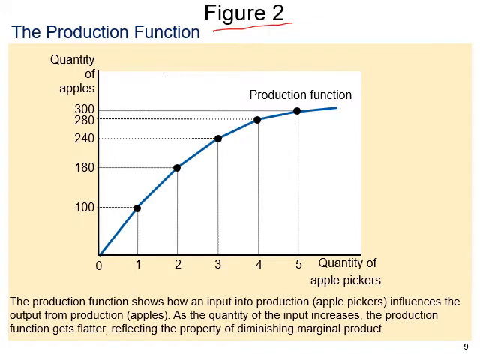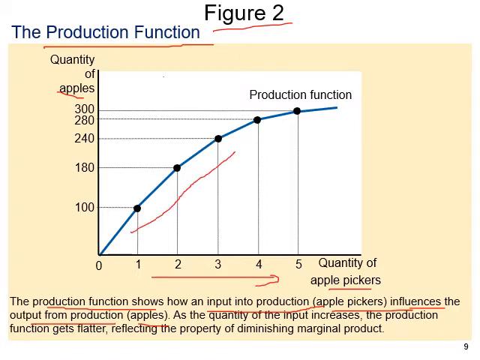Figure number 2 displays the production function. So we can see that the production function shows how an input, the apple picker, influences the output produced, the apples. So we can see that as the quantity of input increases, the production gets flatter, showing the property of diminishing return.